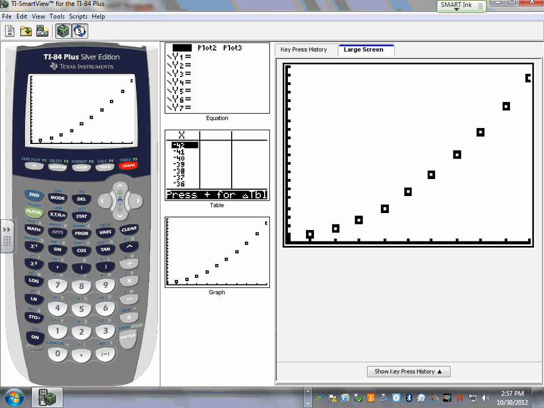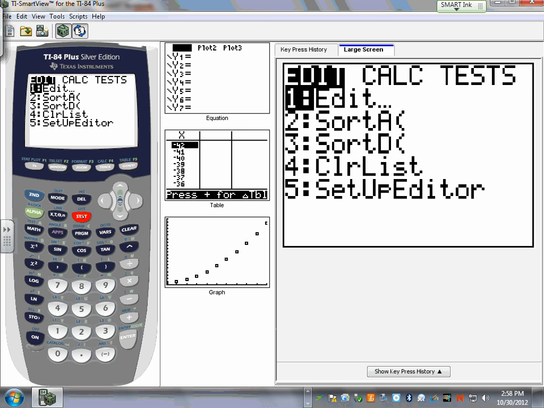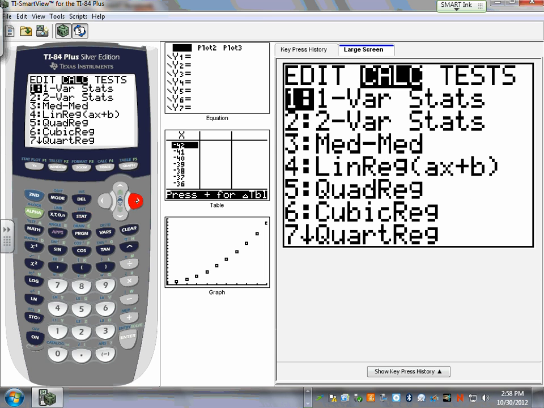What kind of shape does that look like? Kind of looks like a parabola or part of a parabola, right? And so this is what a quadratic regression is. So here we go. To write the quadratic regression, we're going to hit stat again. But now we're going to hit calc because we want to calculate.